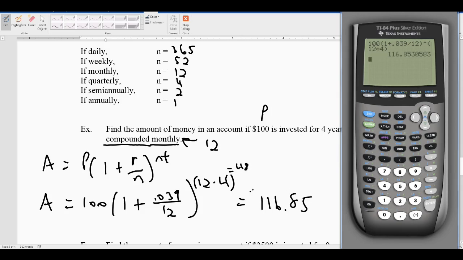116.85. And like I said, if you wanted to, you could have just tapped in the 48.